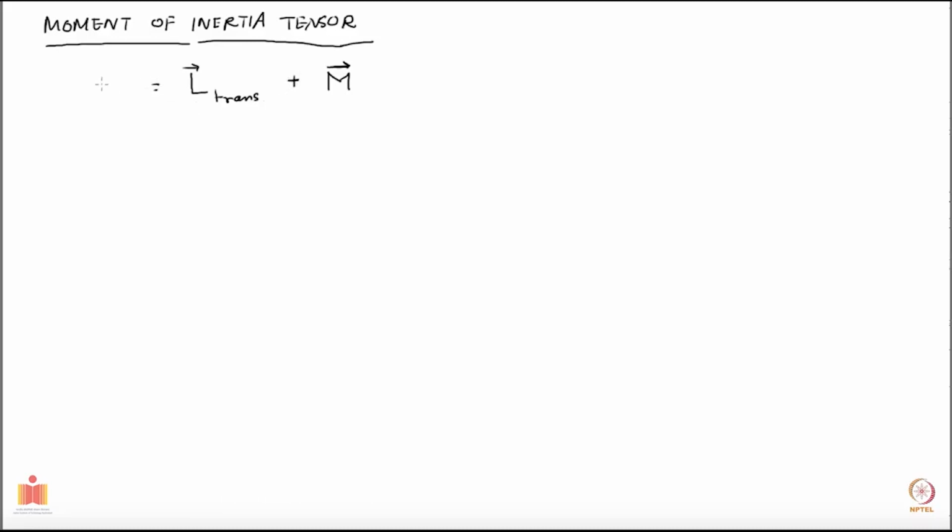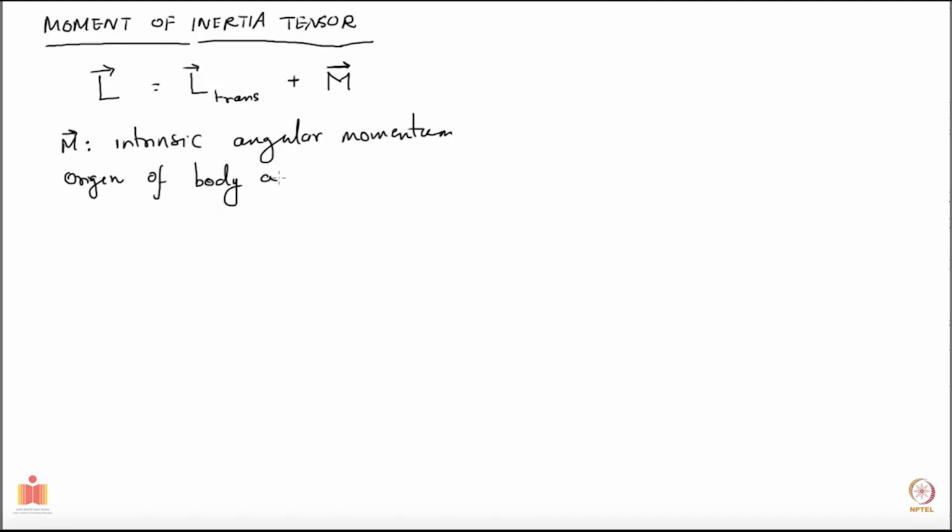and this is what is our angular momentum. Let me write, M is the intrinsic angular momentum. And this split we got because we chose the origin of the body axis to be at the center of mass of the body.